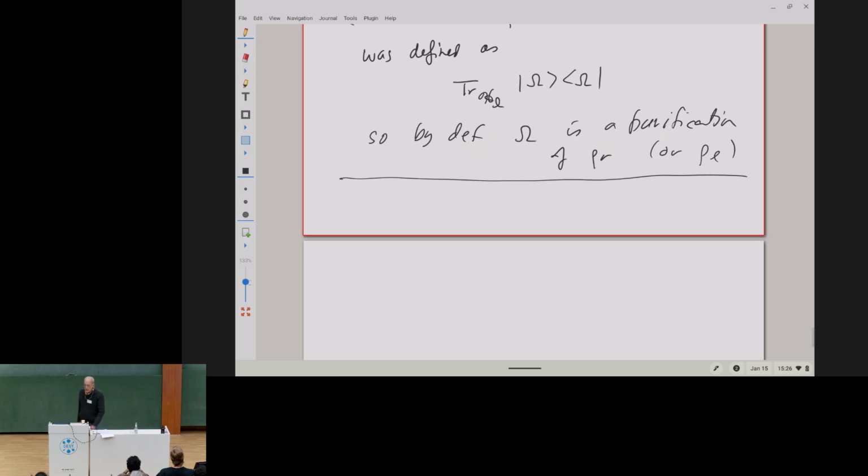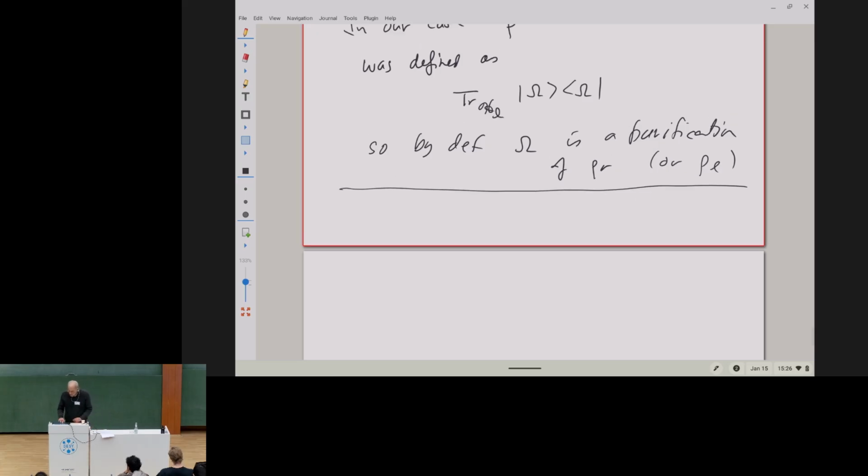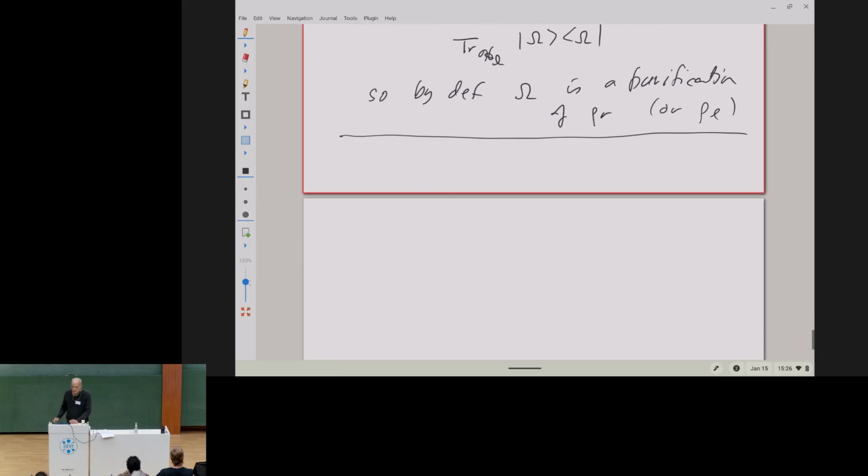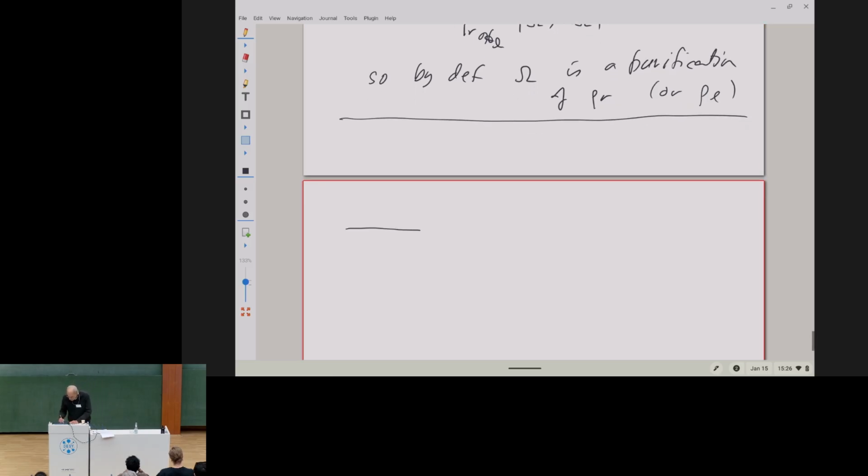However, it's a very special purification. A given rho would have a lot of possible purifications, but here the vacuum state is a very special purification. There are two senses in which it's special. First of all, what is the vacuum state? Well, the vacuum state was a function of phi left and phi right that we computed by a path integral in the lower half plane.